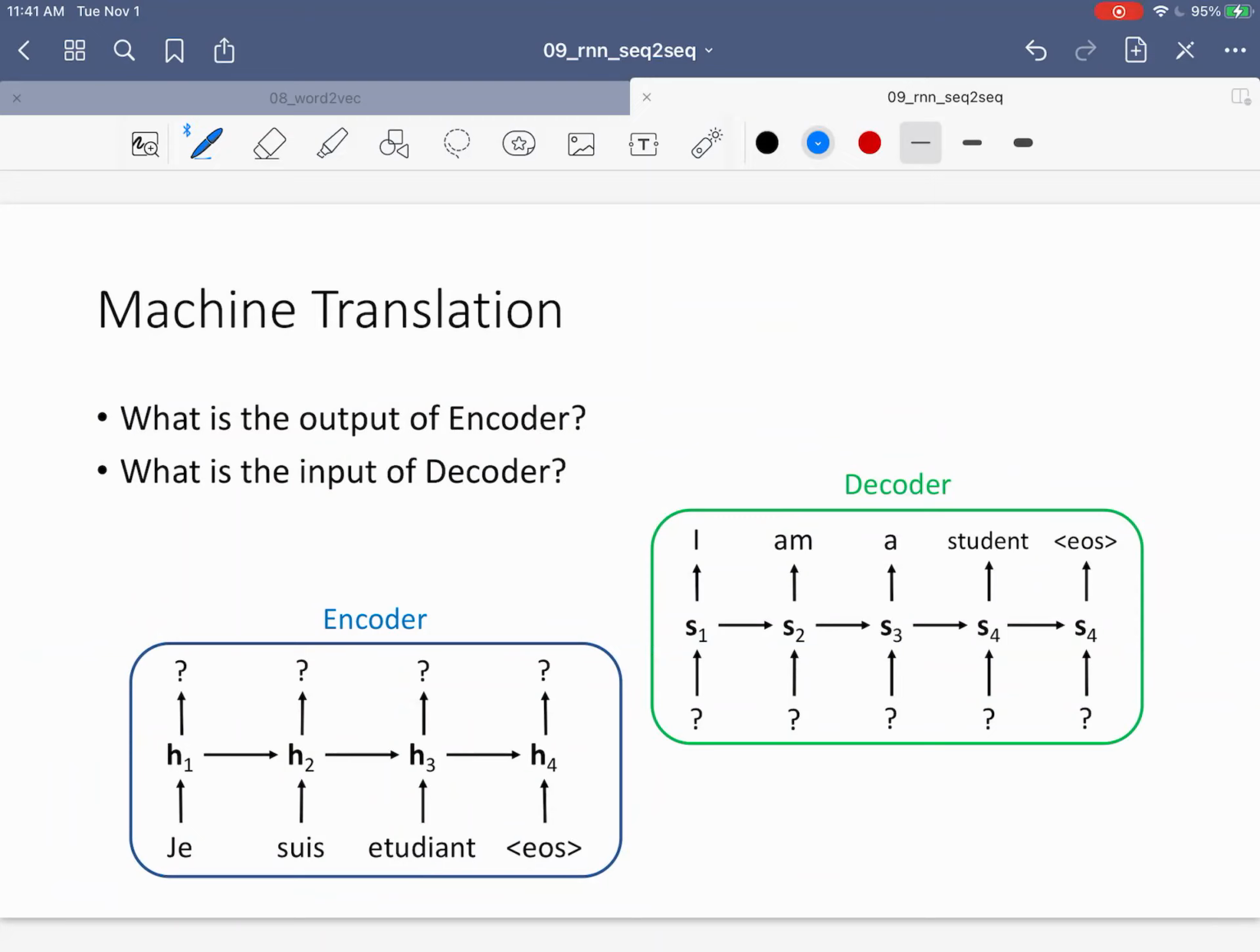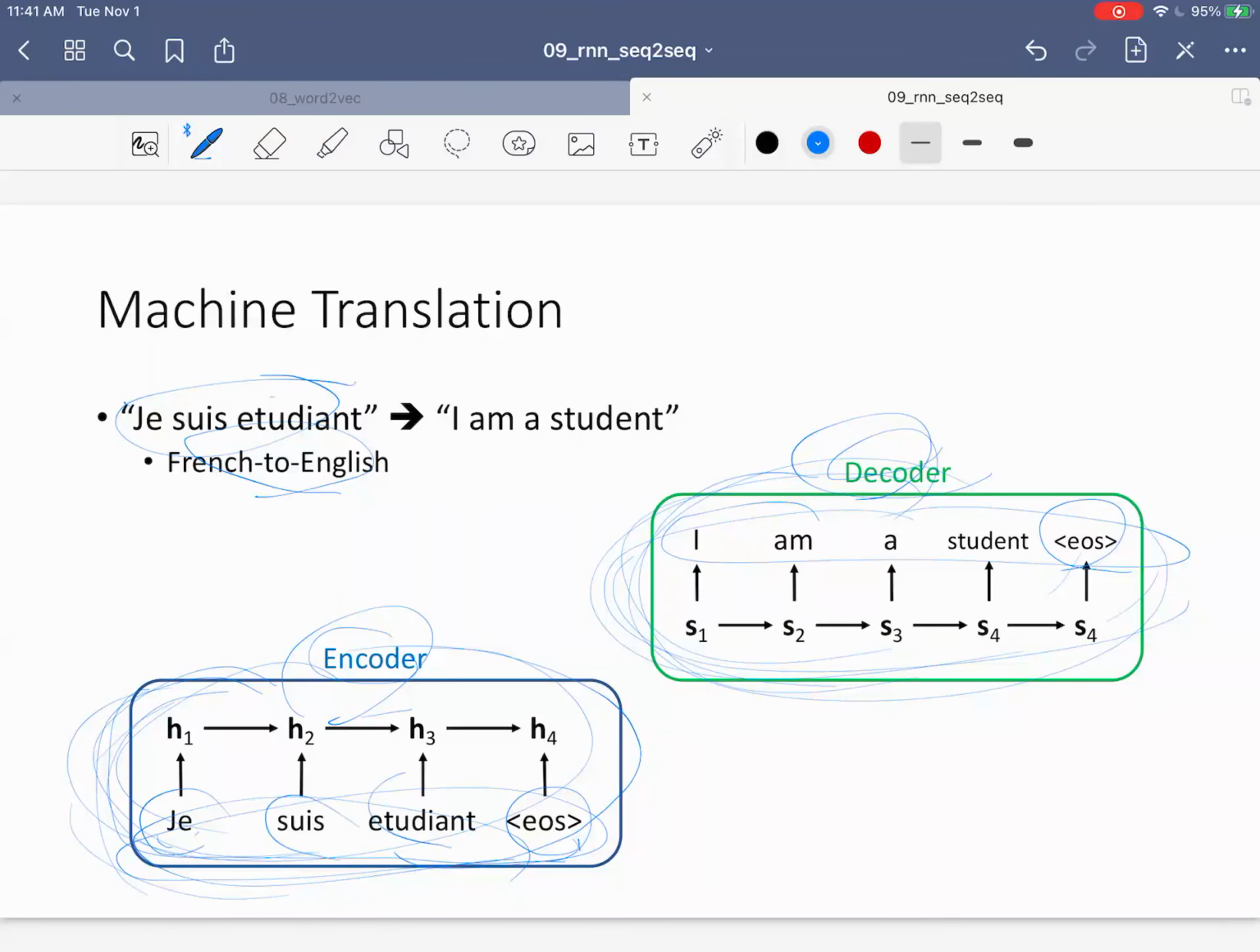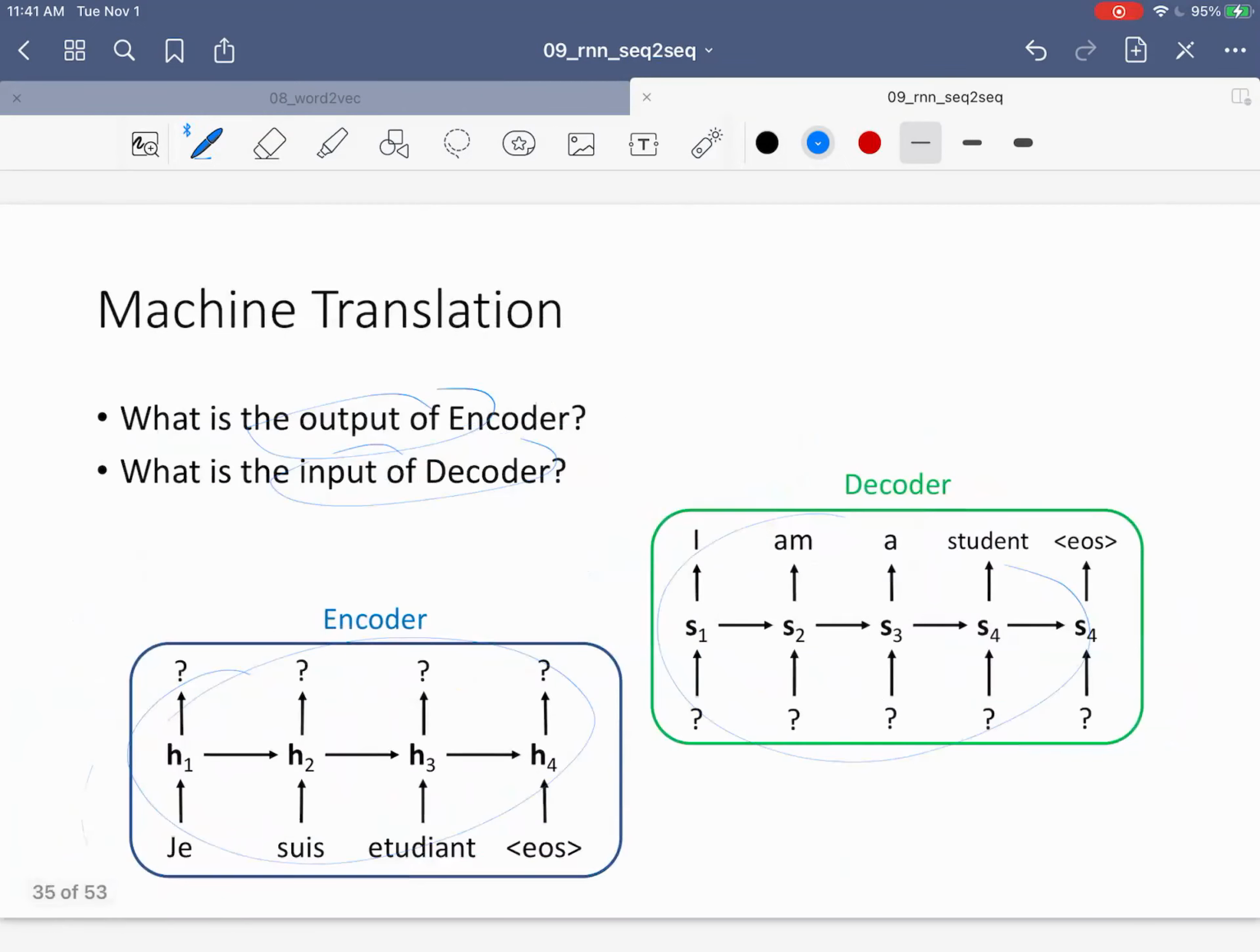So you have one RNN for the encoder, one RNN for the decoder, and what is the output of the encoder? What is the input of the decoder? You need to think about this kind of stuff. If you input "Je suis étudiant, EOS" to the encoder, what do you have as an output? Same deal with the decoder. If you want to predict each English word at each time step, what kind of input do you need here?